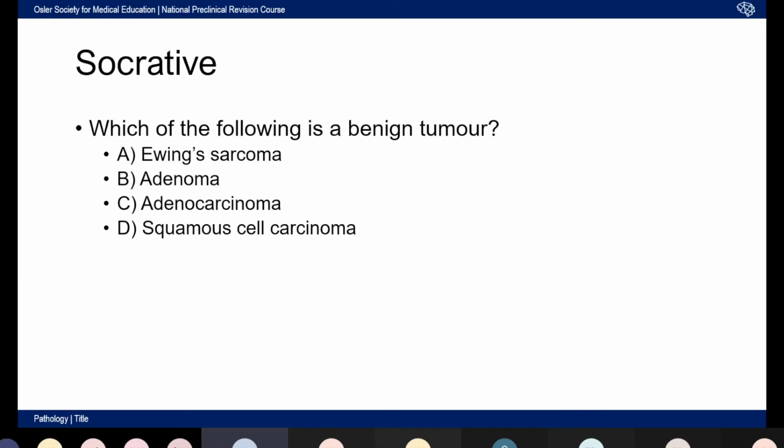So, Socrative question. I hope you all managed to log on. Which of these is a benign tumour? So I'd suggest looking at the last part to try and figure it out.